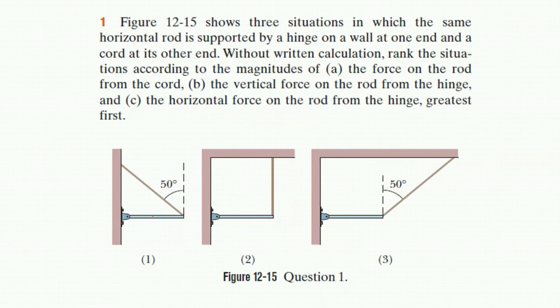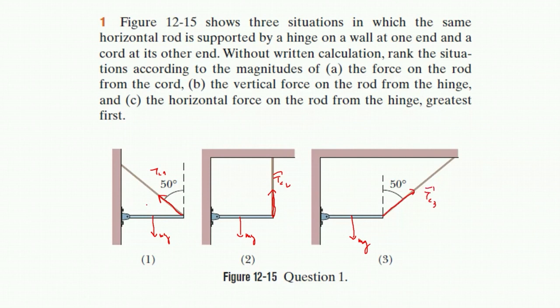Of course, you have the weight, the same weight mg downward, applied at the same point, which is the middle. Of course, in each of them, you will have the tension of the cord, and the tension of the cord will be different. So here, I'll call it TC1. Here, I'll call it TC2, and here, I'll call it TC3.